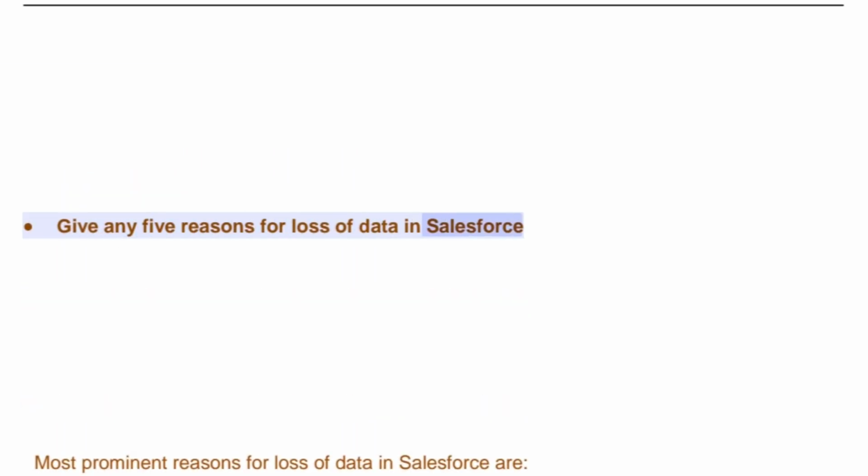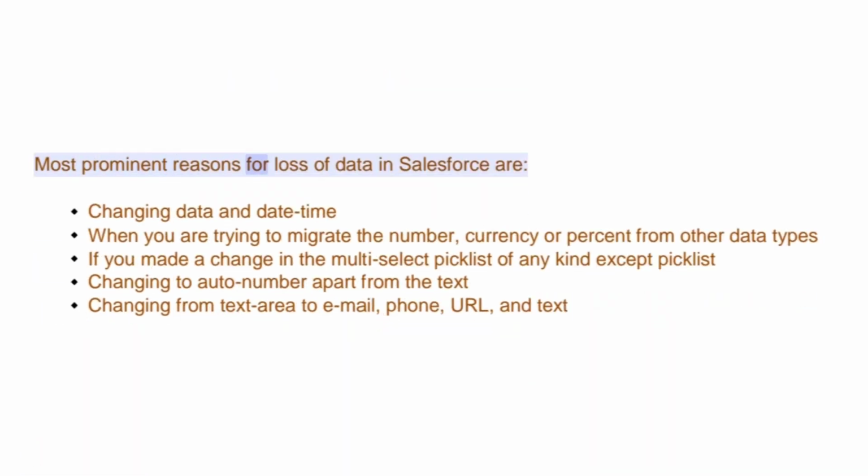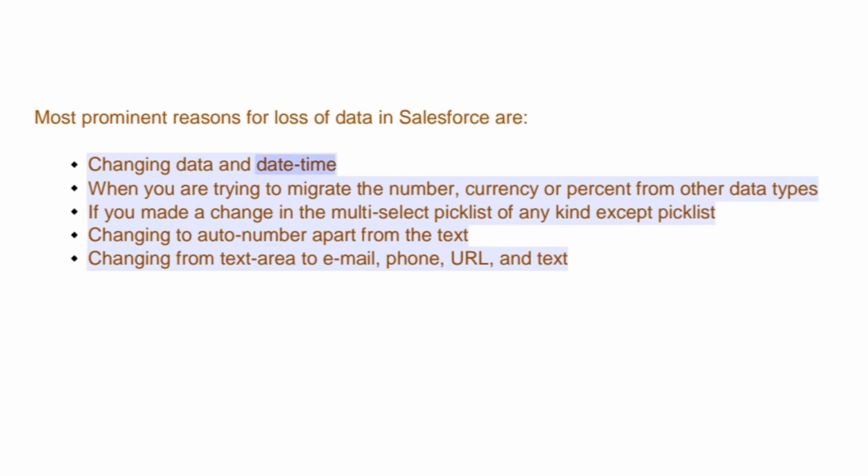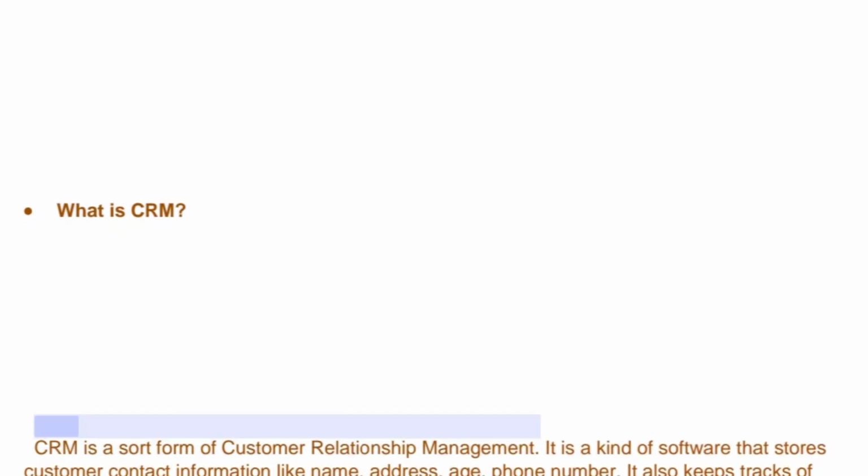Give any 5 reasons for loss of data in Salesforce. Most prominent reasons for loss of data in Salesforce are changing data and datetime when you are trying to migrate to number, currency or percent from other data types. If you made a change in the multi-select picklist of any kind except picklist, changing to autonumber apart from text, changing from text area to email, phone, URL, and text.